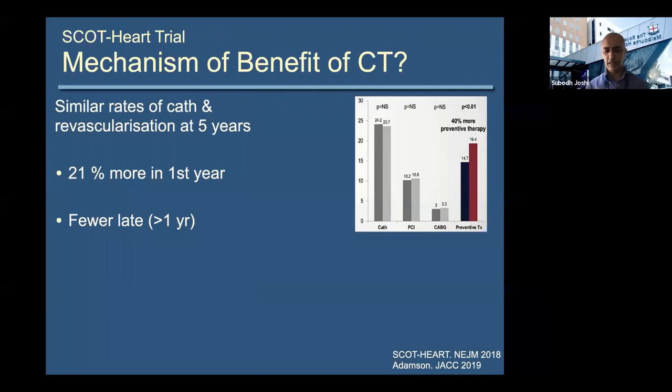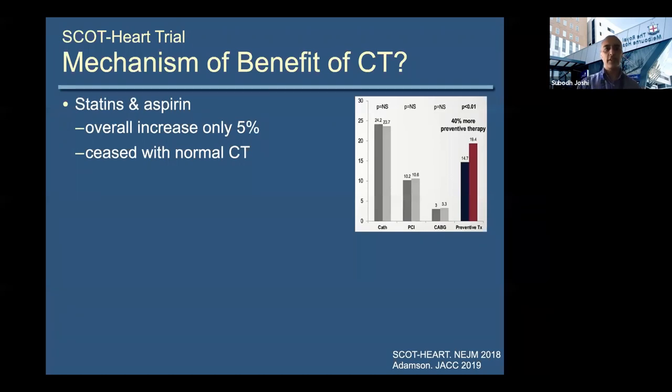The thing I wanted to dig into here a little bit is that some people didn't believe this trial result. I heard it quoted that, oh, this must have been by chance. How can a small change in medications lead to such a huge benefit, for example? Because if we have a look, there were actually similar rates of cath and revascularization in the two groups at 5 years, but there was more cath and revascularization in the first year in the CT arm, and then less after the first year. So it was almost as though the diagnosis was brought forward a little bit with using a CT approach.